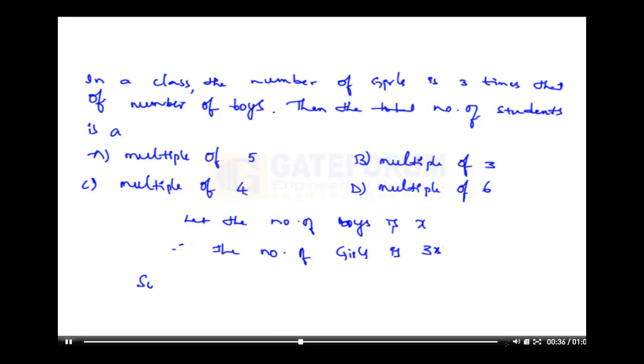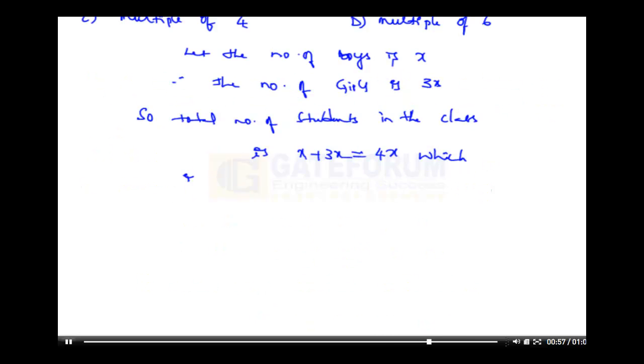So the total number of students in the class is x plus 3x, nothing but 4x, which is a multiple of 4. So option C is the right answer.